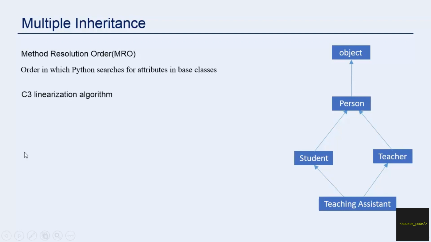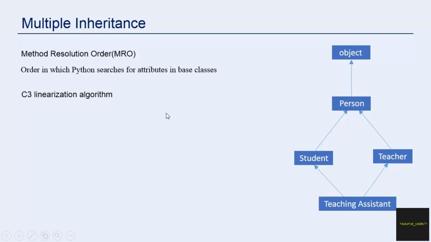And the MRO is computed using the C3 linearization algorithm. This algorithm is quite complicated. You can check the documentation if you are interested in the details. But roughly it works in a depth first, left to right manner. And it searches each class only once. For example, here the person class can be reached in two ways, but it will be looked up only once in MRO.